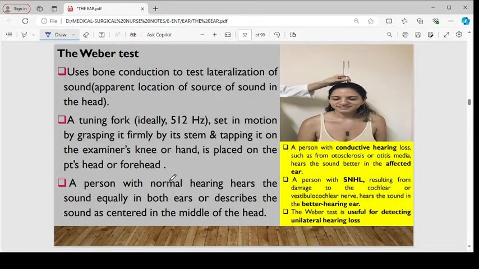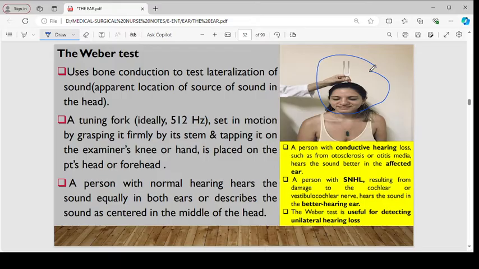Right? We can also look at the Weber test. This one uses bone conduction to test lateralization of sounds, the apparent location of the source of sound in the head. So we have a tuning fork of ideally 512 Hz, which will be set in motion by grasping it firmly by its stem and tapping it on the examiner's knee or hand, and then it will be placed on the patient's head or forehead, right?